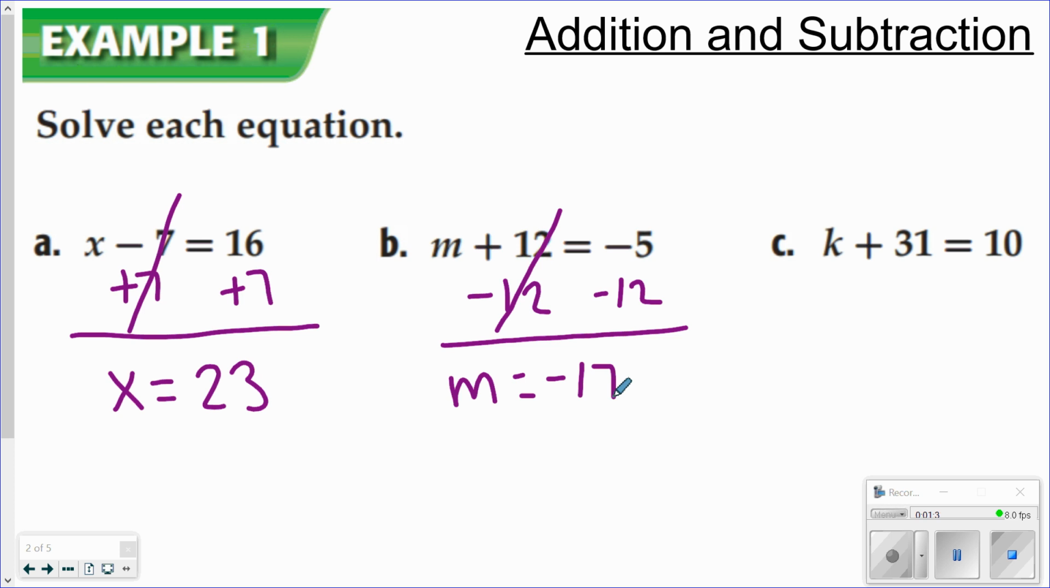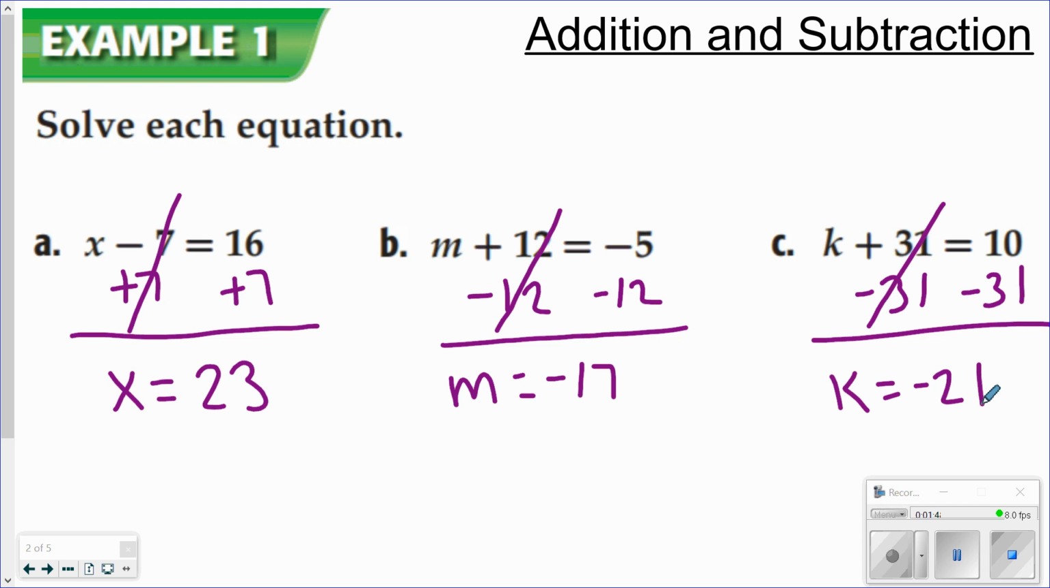Finally, C, I have k plus 31 is equal to 10. How do I get rid of the addition of 31? I'm going to do the opposite and subtract 31 from each side. Those then cancel, and k is equal to negative 21.